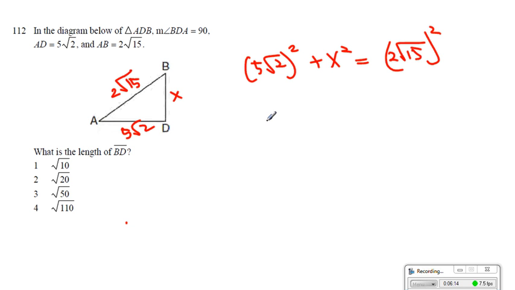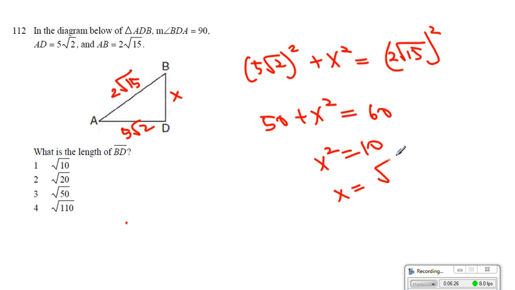Then here the first one becomes 50 plus x squared, and that's equal to 60. Therefore x squared must be equal to 10, which tells us that x must be equal to square root of 10, which is choice number 1.